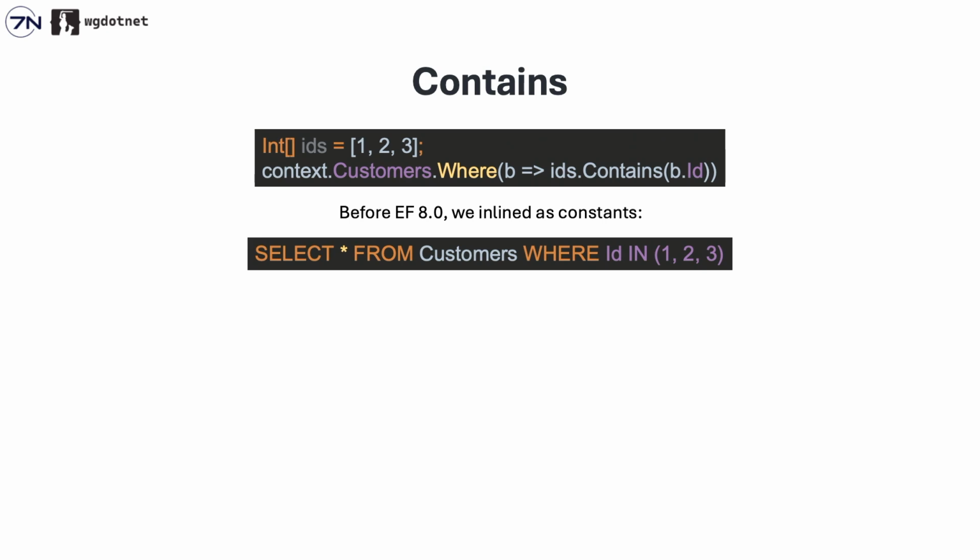So now I'm going to answer the question that I asked the crowd. Before EF Core 8, what we did with this query was something that we knew was not great. Everybody knew it was not great. What we did was we inlined this array into the SQL as constants. So we just shoved it into the SQL, and that's it.